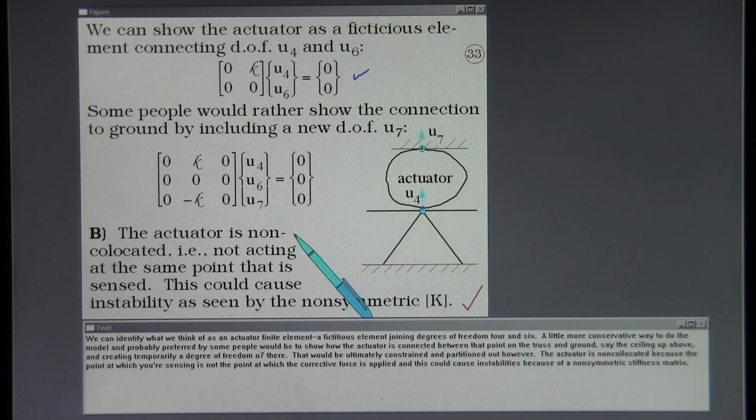The actuator is non-collocated because the point at which you're sensing is not the point at which the corrective force is applied. And this could cause instabilities because of a non-symmetric stiffness matrix.